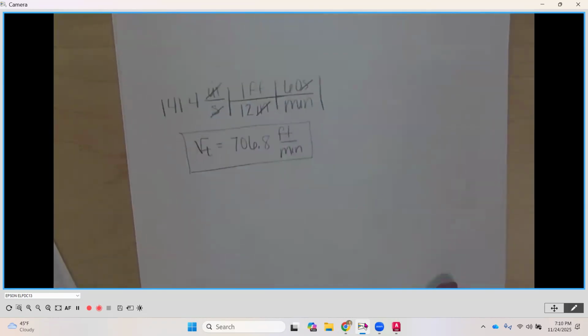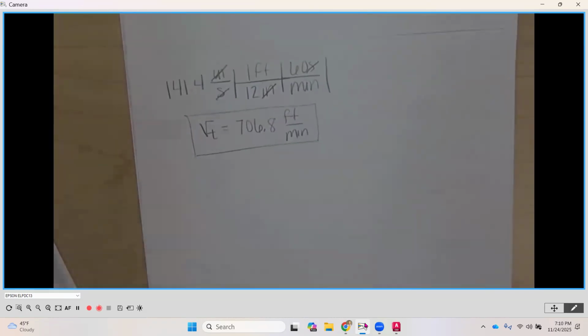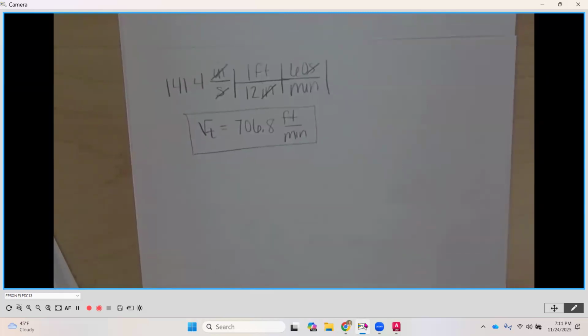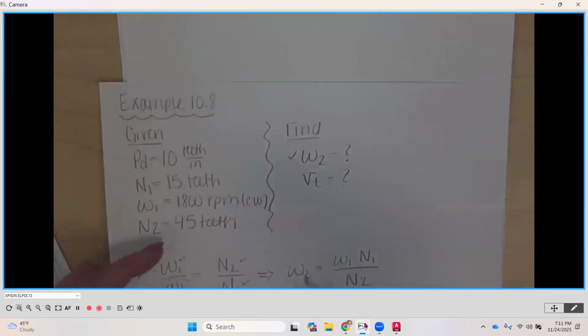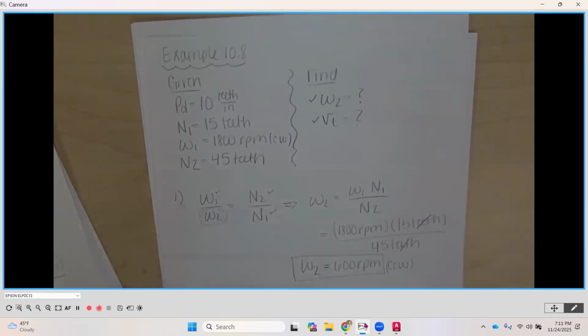And they got 706.9. Did you guys also get that? Hopefully. Okay. So that's our pitch line speed, 706.8 feet per minute. So that would take care of the second part of that problem. So there you go. Example 10.8. Any questions on that one?